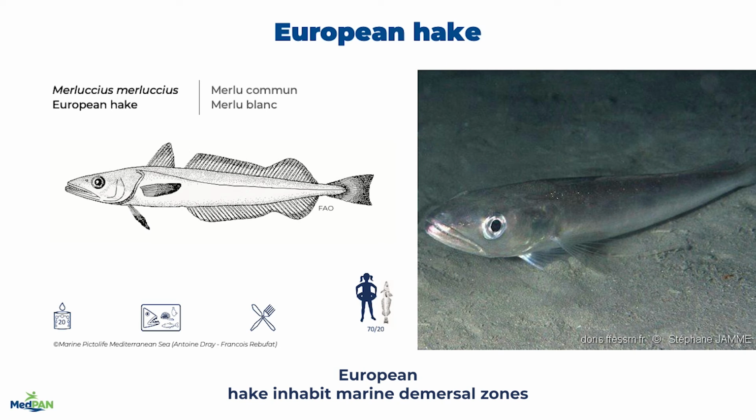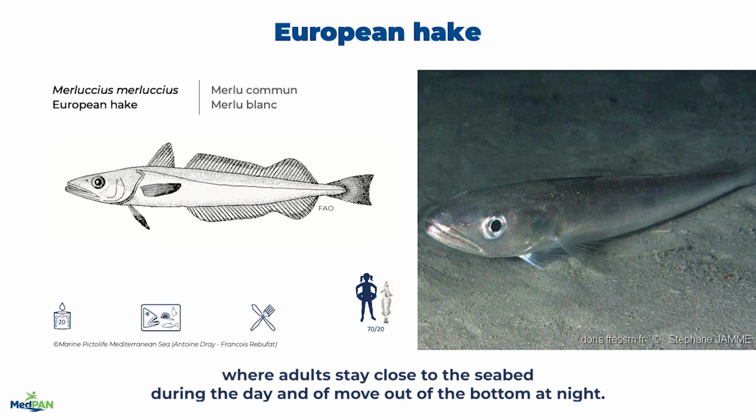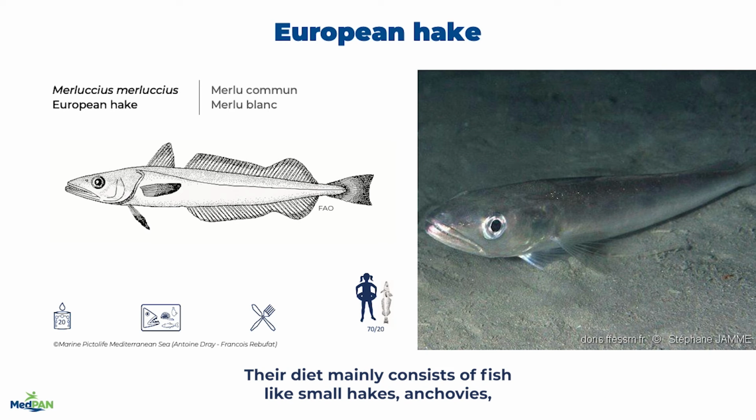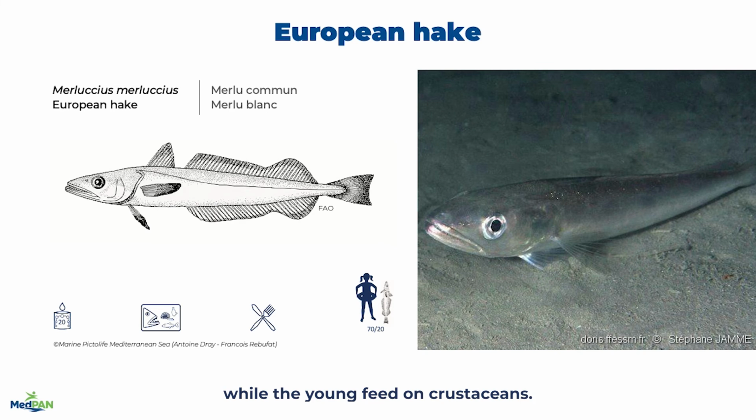European hake inhabit marine demersal zones typically found at depths ranging from 30 to about 1,100 meters, though they are most common between 70 and 400 meters. European hakes exhibit interesting behavior patterns where adults stay close to the seabed during the day and move off bottom at night. Their diet mainly consists of fish like small hakes, anchovies, pilchard, herrings, codfishes, sardines, as well as squids, while the young feed on crustaceans.